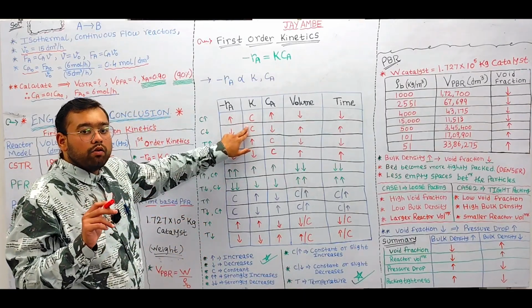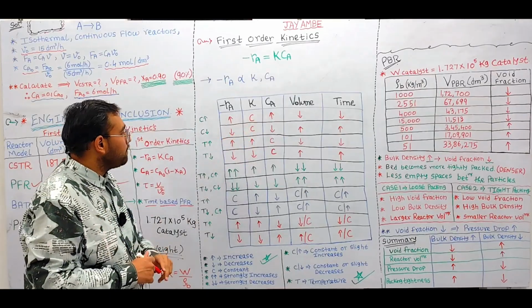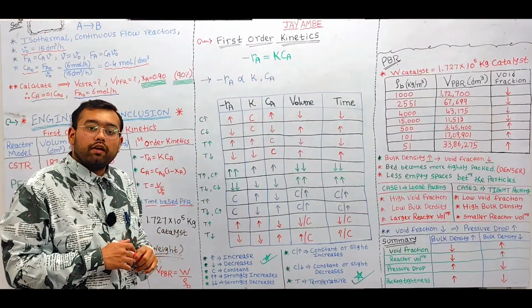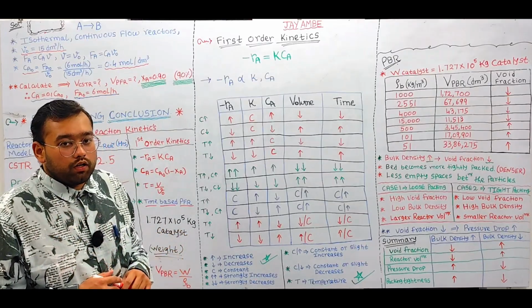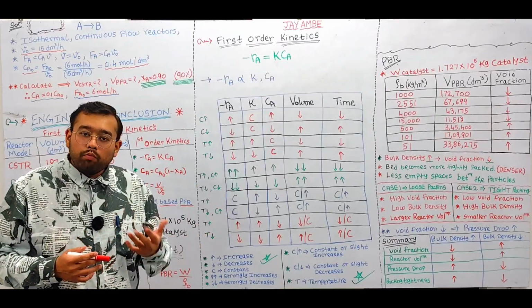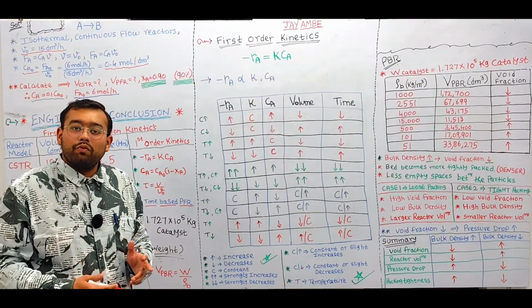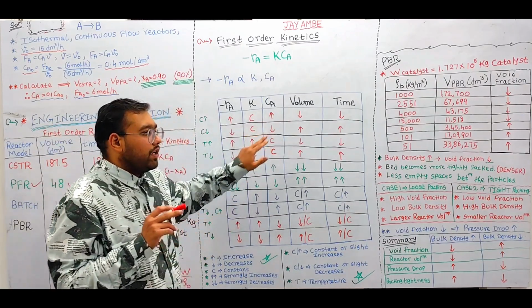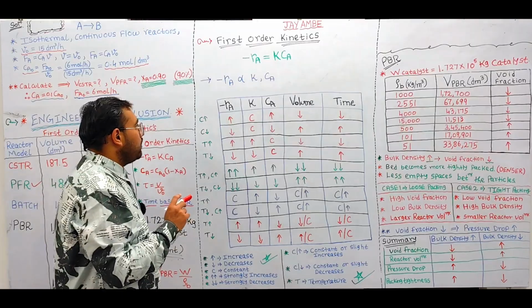So I'm keeping the rate constant. Now what if I decrease the concentration of the reactants in the reaction environment of the reactor? How will it affect the reaction rate, the volume of the reactor and the reaction time? We'll understand that.